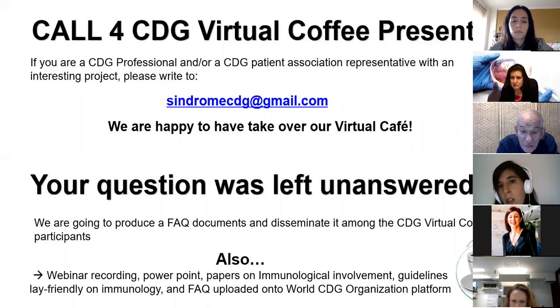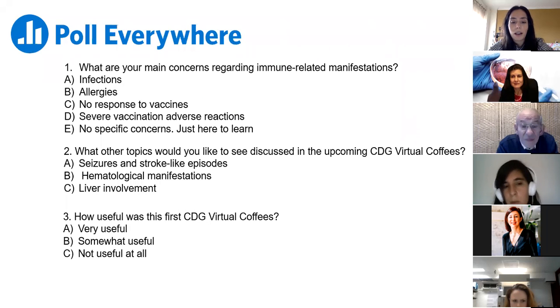So I have 65% of people that voted. Maybe I will just share the results quickly. As you can see, the main concern is infections, but there are some other concerns, right? So moving on to the second question: what other topics would you like to be discussed in upcoming editions? If the topic you would like to see covered is not here, you can choose other and specify the topic in the chat, because we also take those into consideration.